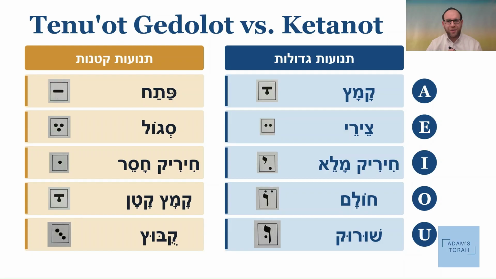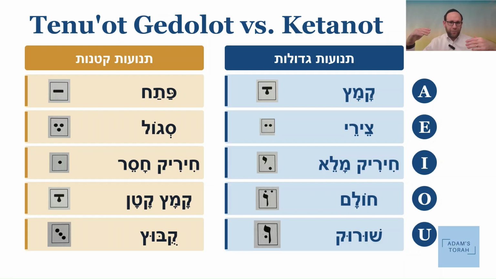Final row of our chart, we have the u sound. U, we have shuruk. Shuruk is a vav with a dot in it, and once again, this vav is not a consonant. It doesn't make the v sound. It's a vowel. It's an u sound. We have this letter that is really supporting the u, and that is a Tenu'ah Gedolah. It is a long vowel versus a kubutz. Kubutz is the three diagonal dots that are underneath the letter that has the same u sound, but that is a Tenu'ah Ketanah.